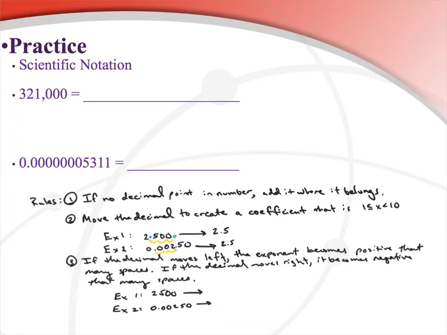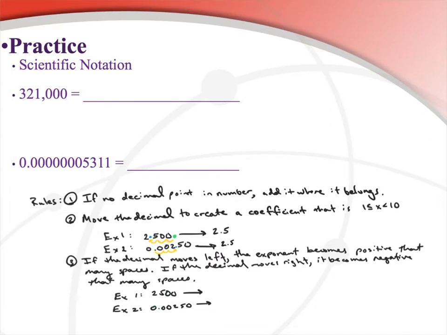All right, and this comes out to be 2.5. Now, that's just to move the decimal. We're not done here. This is just to get us a coefficient between 1 and 10. It's got to be greater than or equal to 1, but less than 10. That's what we're saying there for this coefficient. Once we've done that, we've got a coefficient between 1 and 10. If the decimal moves to the left, the exponent becomes positive that many spaces. If the decimal moves to the right, it becomes negative that many spaces.